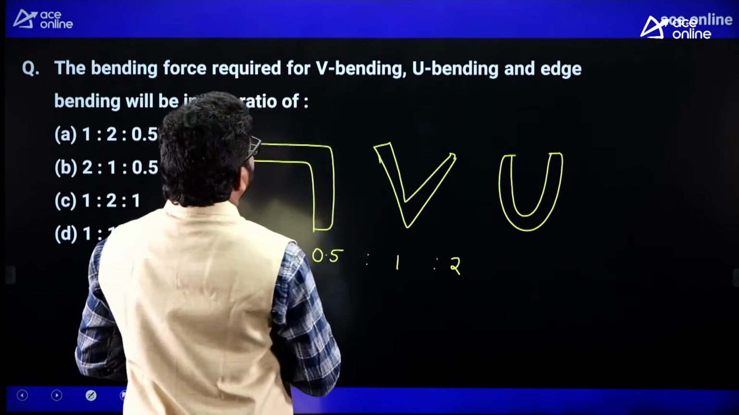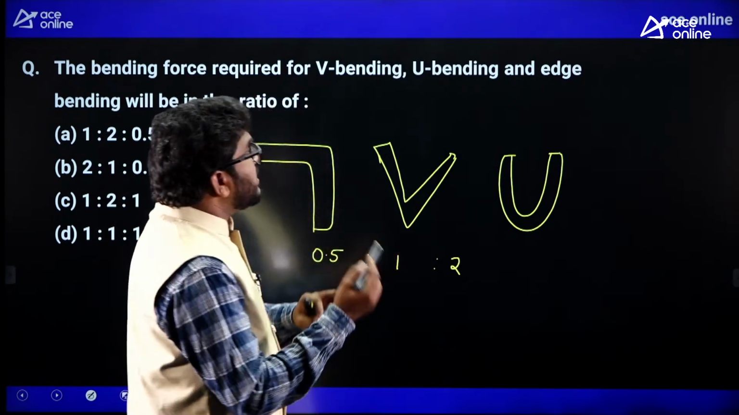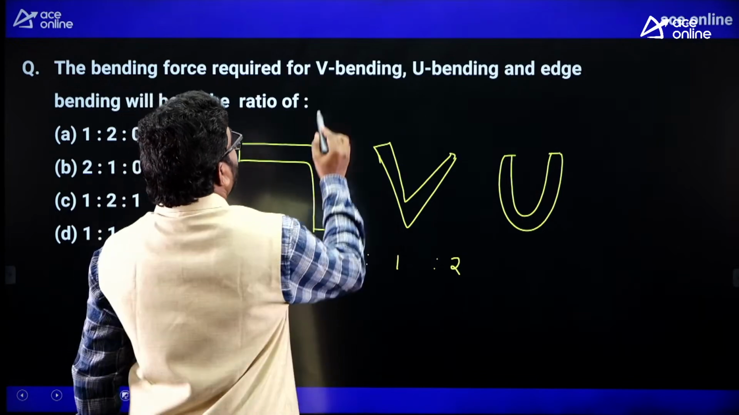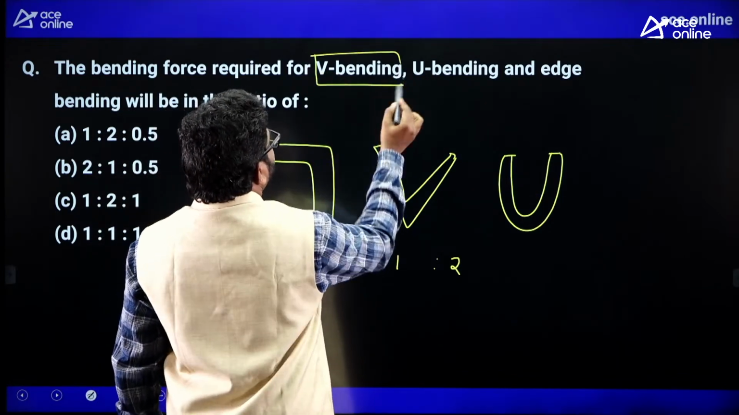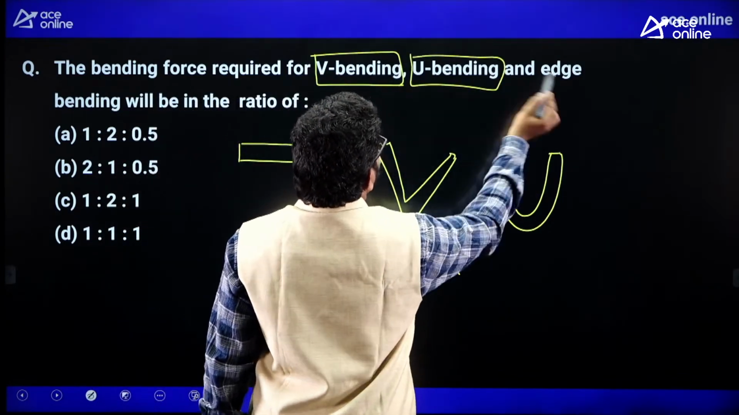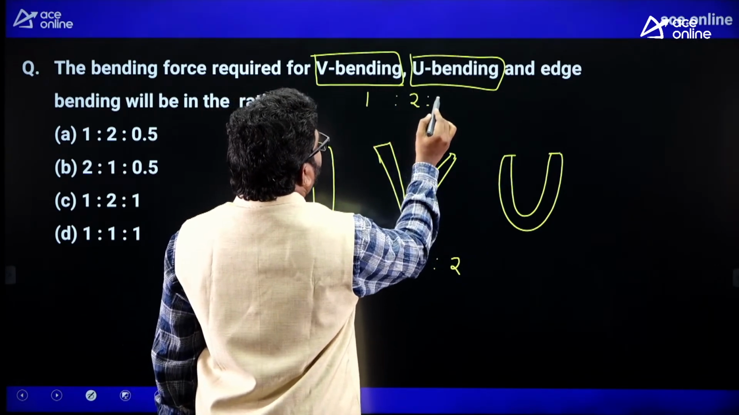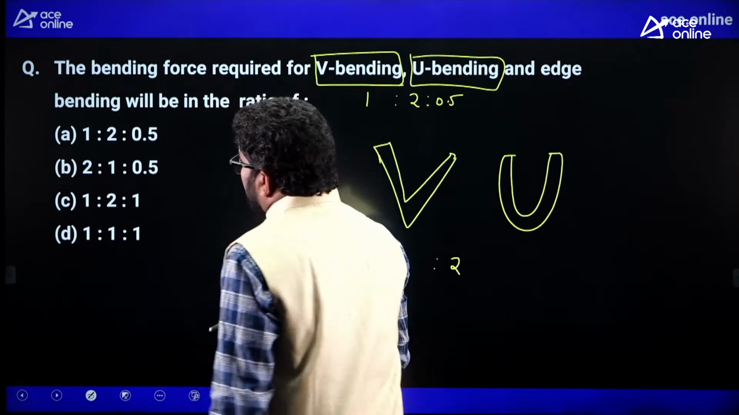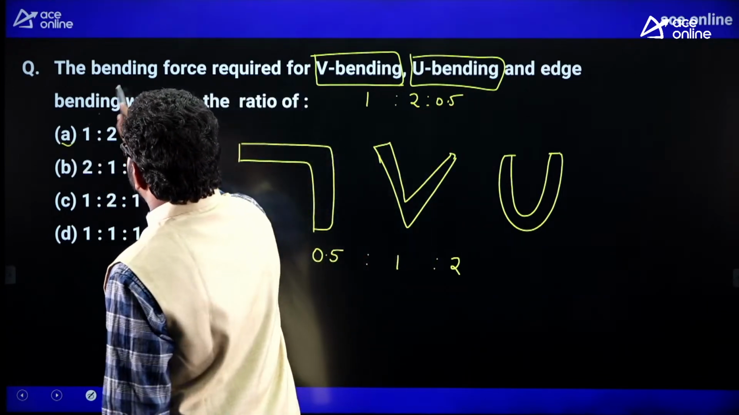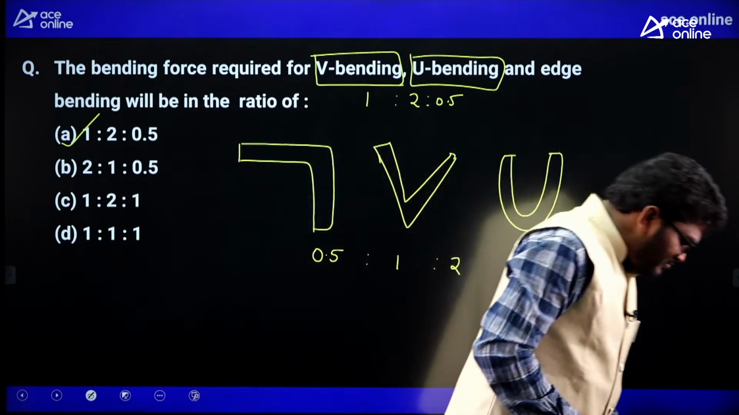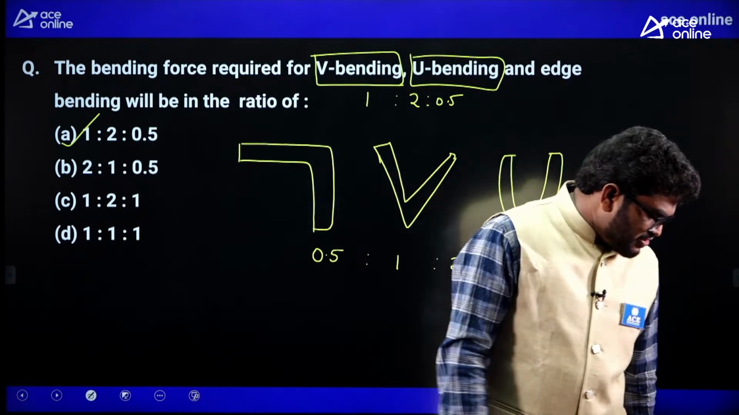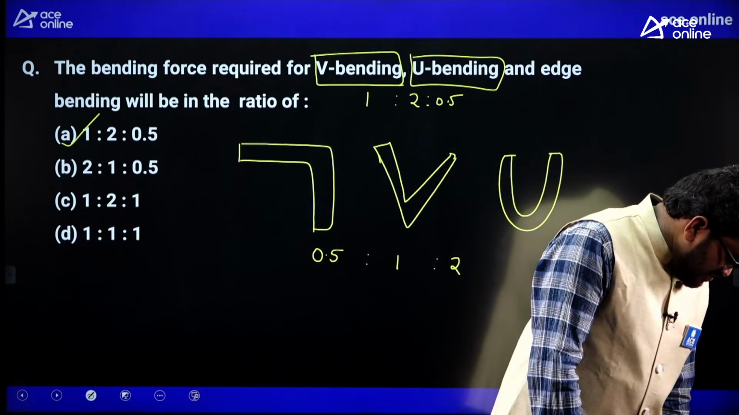Right. Now, in the question it is given in a different manner. You should be careful about that. First is given V bending, second is given U bending, third is given V bending 1, okay, 2.5. So 1, 2.5. So A is the answer for this question.